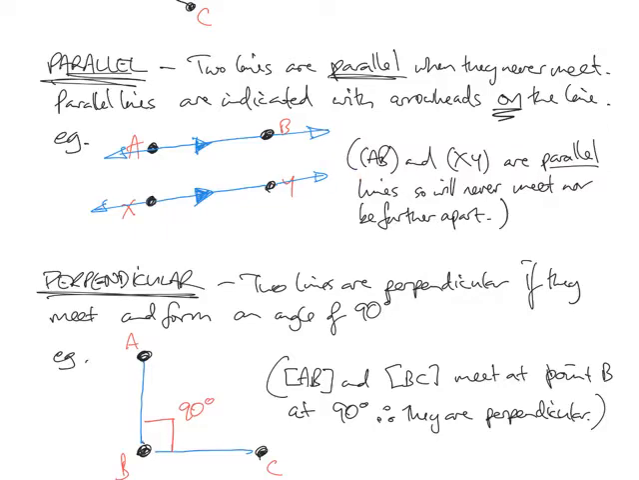So parallel lines are indicated with arrowheads on the line, not on the ends. The end arrowheads indicate they're going forever. The arrowhead on the line indicates that they're parallel. So the line AB and XY, notice how I've put curved brackets there, because it's a line, not a line segment, are both parallel lines. They're never going to meet, and they're not going to get further apart either. So just remember, with parallel lines, yes, they're never going to meet, but they're also never going to be further apart too.